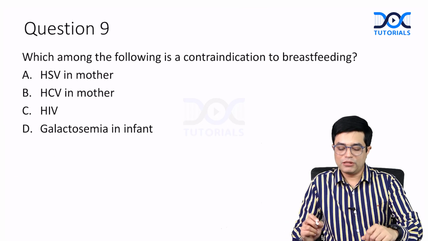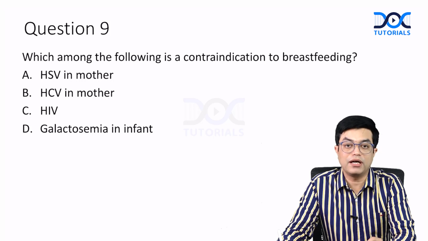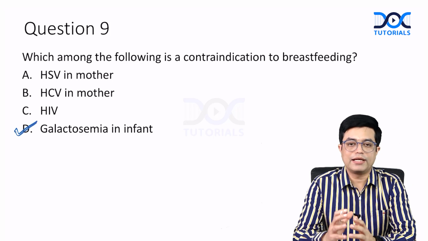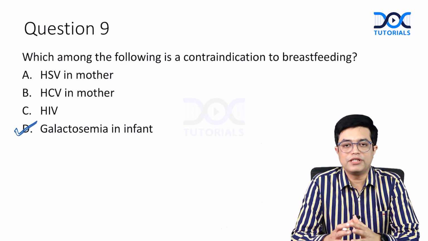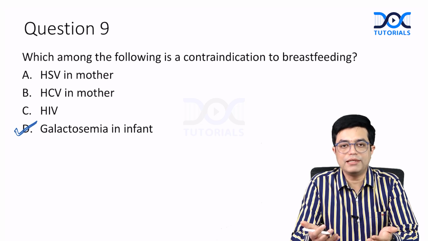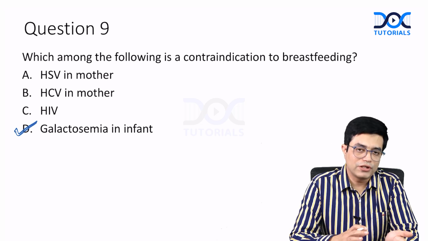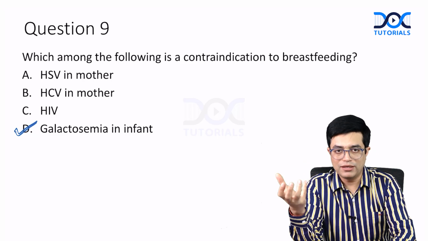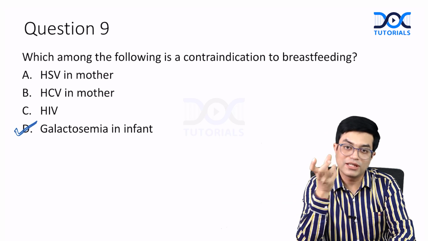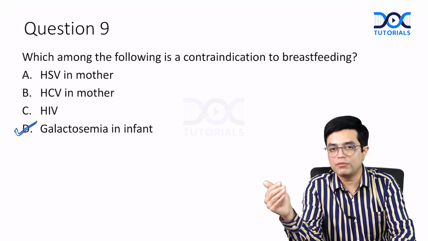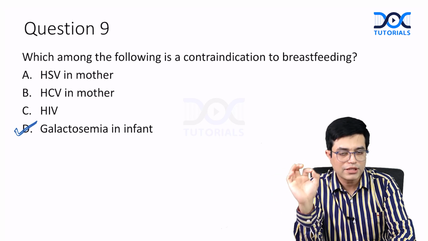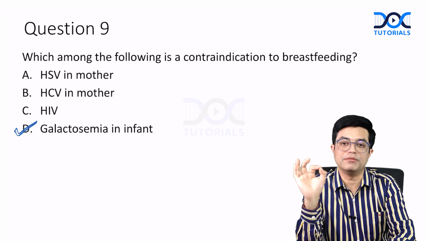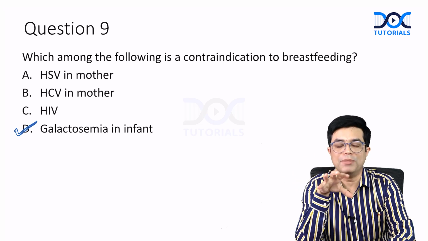Then question number 9, which among the following is a contraindication to breastfeeding? Again, a repeat question. It is galactosemia in infancy. Galactosemia is a condition in which the child cannot produce the enzymes involved in the utilization of galactose. Whenever the child takes milk, milk will have lactose in it. Lactose contains galactose, and because galactose cannot be metabolized, it forms toxic products leading to hepatomegaly, hypoglycemia, and even cataract can develop in the patient. To avoid that, milk has to be avoided.